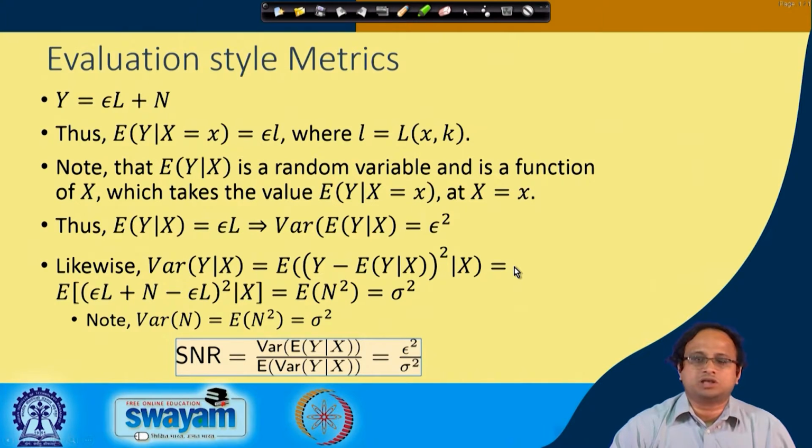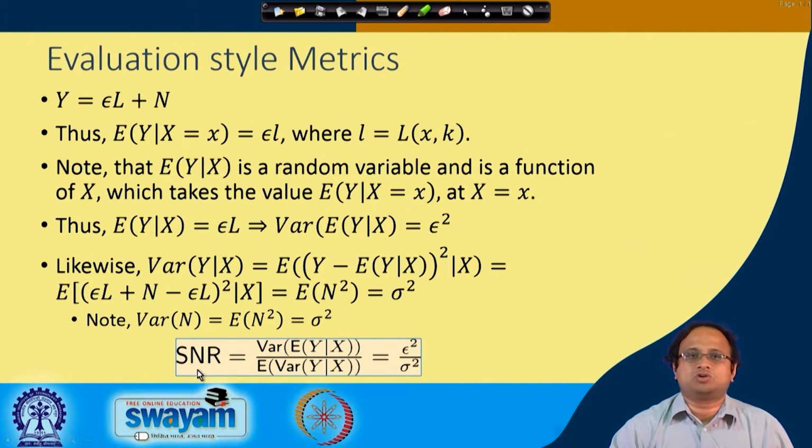Now, what you can observe here is that y is nothing but epsilon L plus n, and E[y given x] is nothing but epsilon L. So, I can substitute epsilon L here, and the epsilon L terms cancel. Remember, the noise is independent of x, so I can just write this as the expectation of n square, which is nothing but sigma square. Why? Because the variance of n is sigma square, and the variance of n is E of n square minus (E n) whole square, and E of n is 0. So, E of n square is also sigma square.